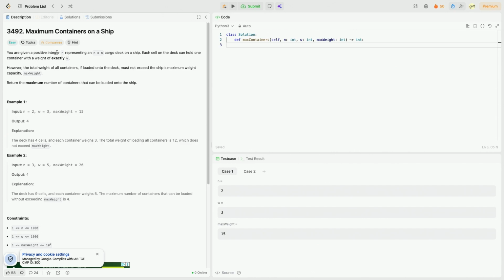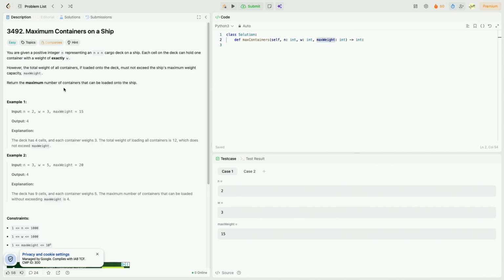So we are given a positive integer n representing an n by n cargo deck on a ship. Each cell on the deck can hold one container with weight of exactly W. So we're getting n and we're getting W. However, the total weight of all containers, if loaded onto the deck, must not exceed the ship's maximum weight capacity, max weight. So every cell on the grid can carry W, but the total sum of all cells cannot exceed max weight, right? Each cell on deck can hold one container with weight of exactly W. Okay, so only one container, nice.